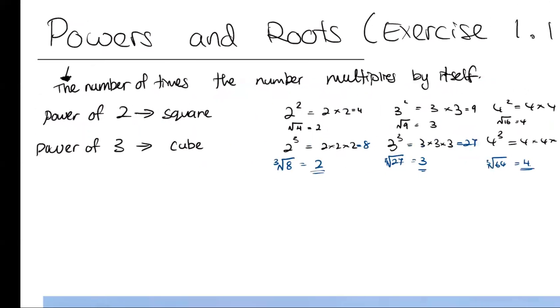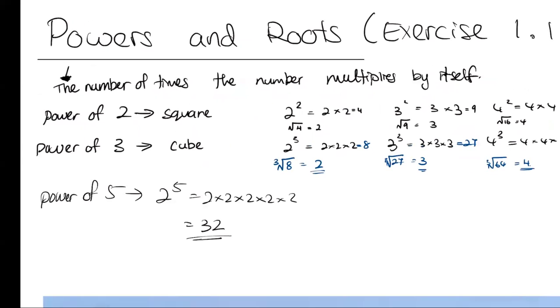All right, there can be more numbers. For example, if power of 5, and we just do it like this, 2 to the power of 5, which was 2 times 2 times 2 times 2 times 2, which was 2 times 2, 4, 8, 16, 32. And then the inverse of it would be this. The fifth root of 32 is 2.